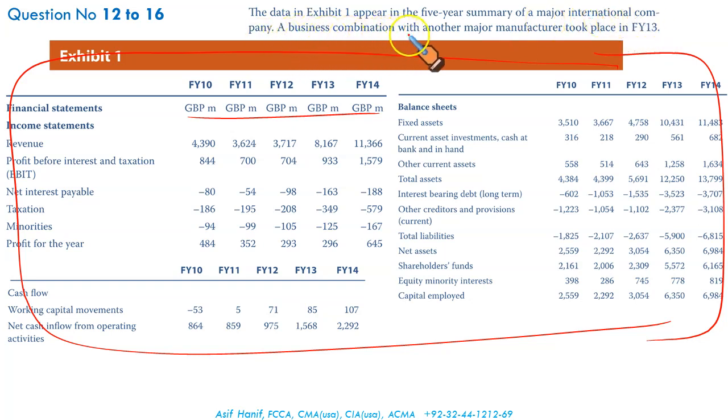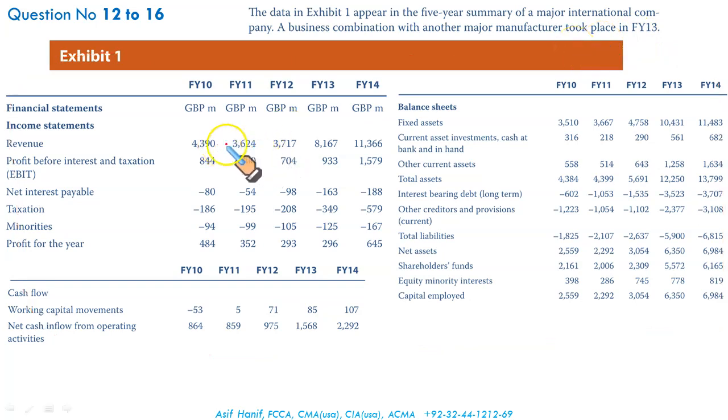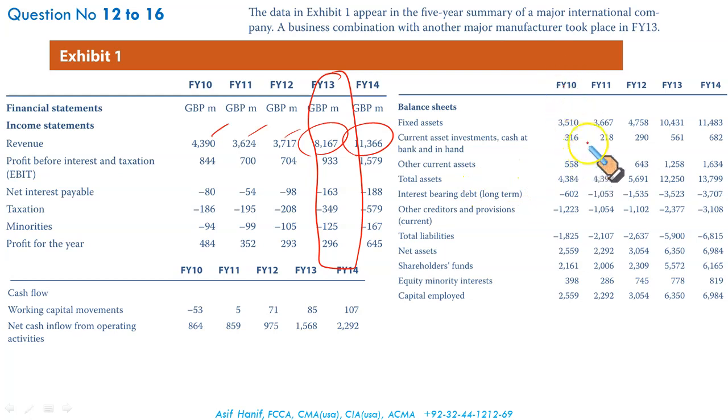A business combination with another major manufacturer took place in financial year 3. So what does it mean? Till here you have, this is where the combination took place. And you can see there's a difference here. Revenue was 4.3, 3.6, and then it swelled to 8.1 and 11.36. Likewise, the assets were 3.5, 3.6, 4.7, and after the combination in 2013 or FY13, the assets, fixed assets, went up to 10 million, 11 million.